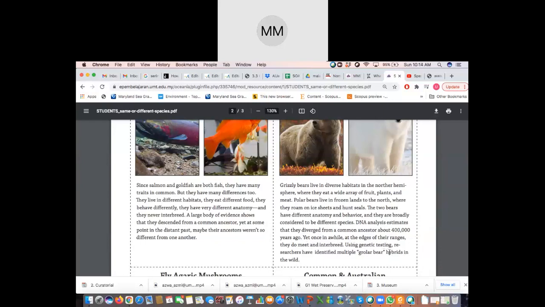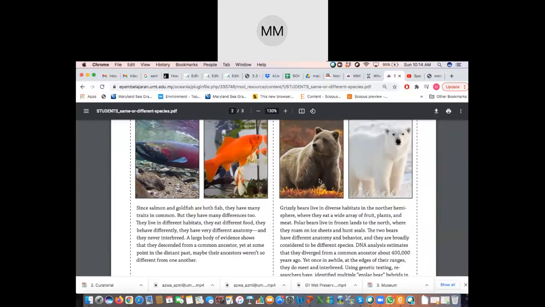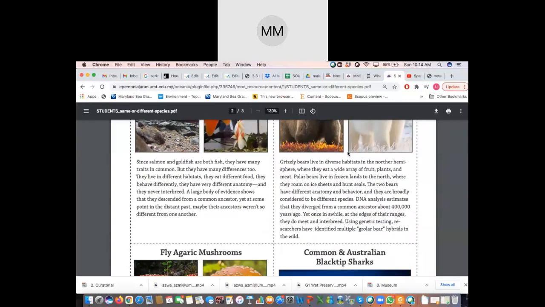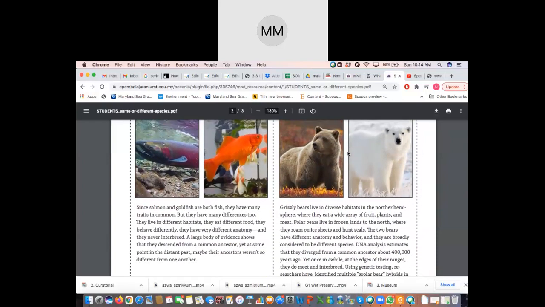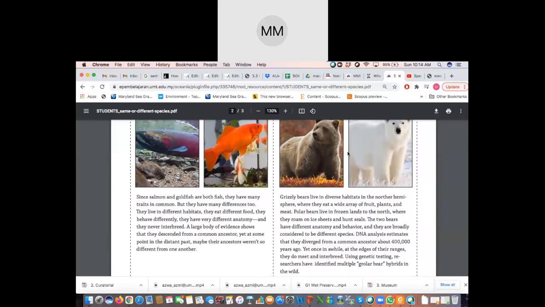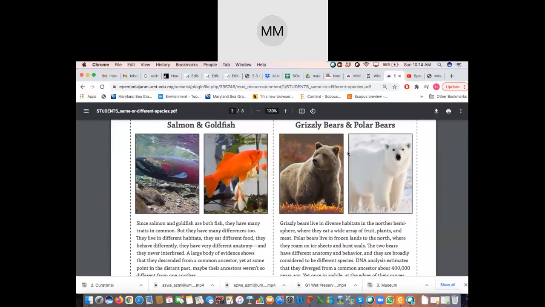Using genetic testing, researchers have identified multiple grolar bear hybrids. So, if you have a grizzly father and a polar bear mother, it becomes a grolar. If it's the other way around, it's a pizzly hybrid. So from this, the fact that they are able to form hybrids, does that make it similar species or different species?